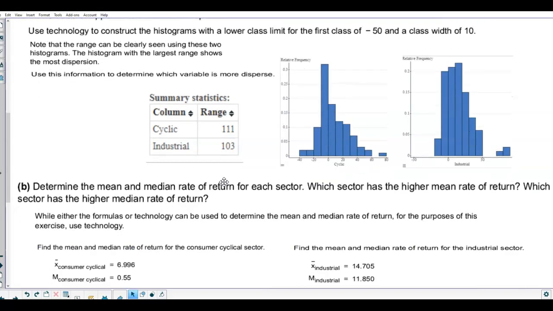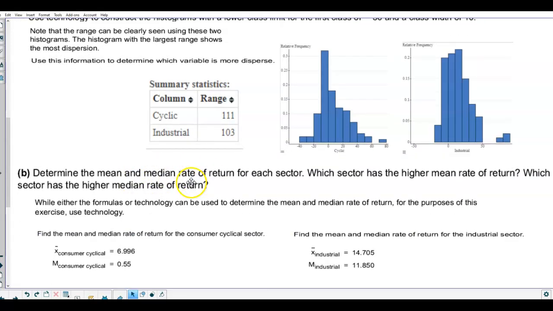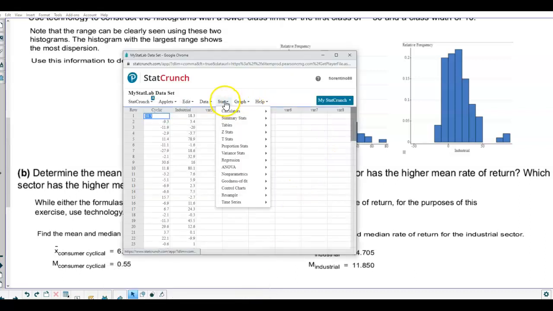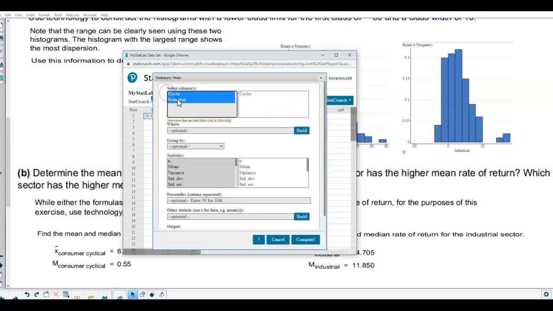Now what we want to do is determine the mean and the median rate of return for each sector, and which sector has the higher mean rate of return and which has the higher median rate of return. So we're going to go back to StatCrunch and select Stat, Summary Stats, Columns. We're going to do both, and we want to select the mean and the median.